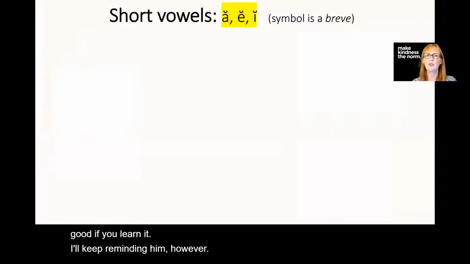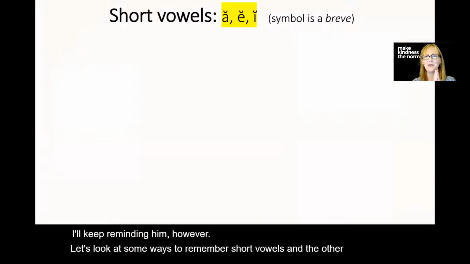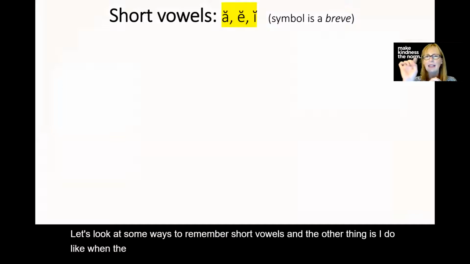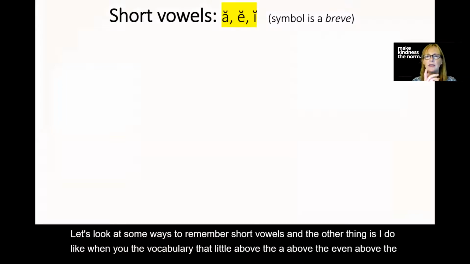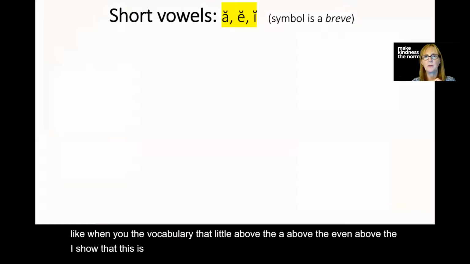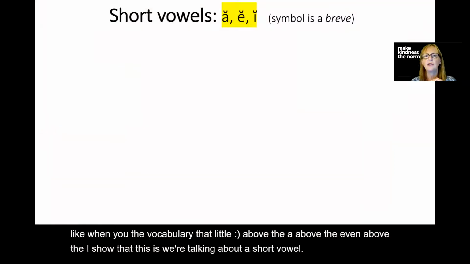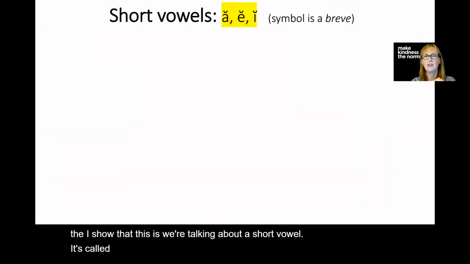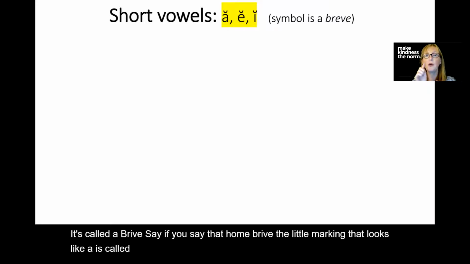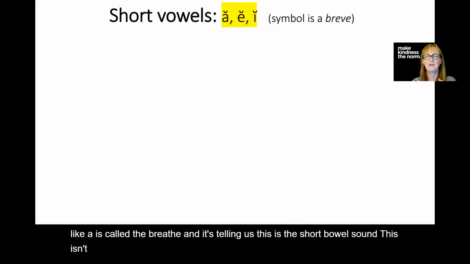Let's look at some ways to remember our short vowels. Oh, and the other thing is I do like when you know the vocabulary. The little smiley face above the A, above the E, and above the I show that we're talking about a short vowel. It's called a breve. Say it if you say that at home, breve. The little marking that looks like a smiley face is called the breve, and it's telling us, oh, this is the short vowel. So this is an A, E, and I.